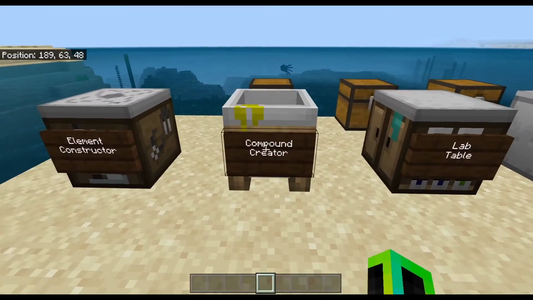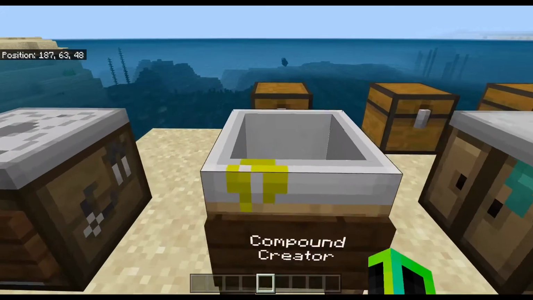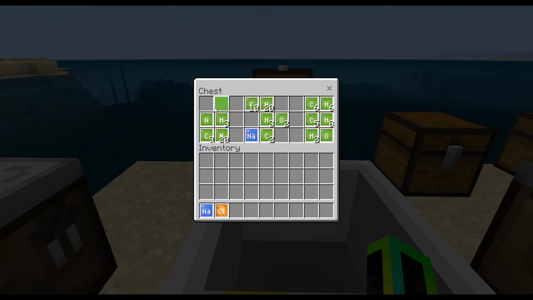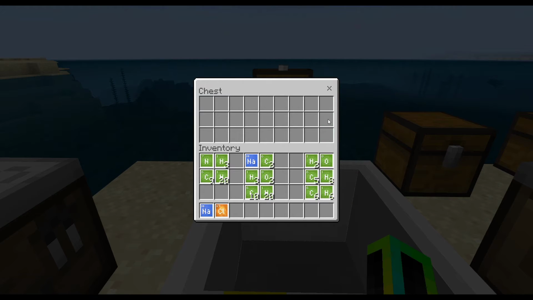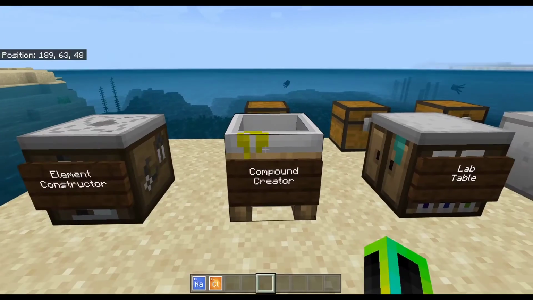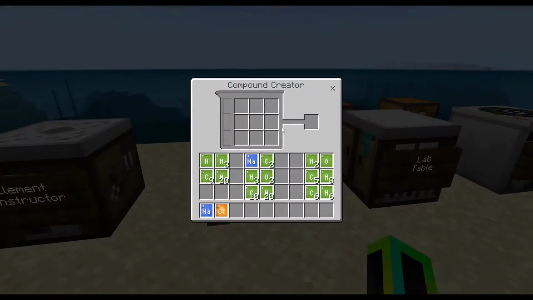Now let us use the elements to create some compounds. I have some over here. There. Let us start creating our compounds. So for starting up, we are going to create the most known compound. 2 hydrogen plus 1 oxygen. What do you think it will be? It is water called H2O.